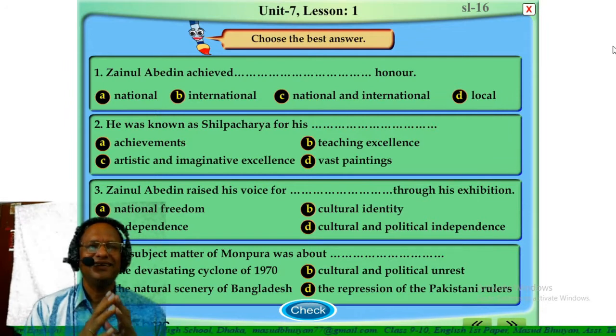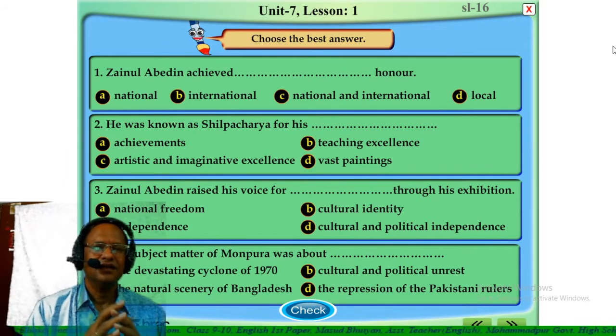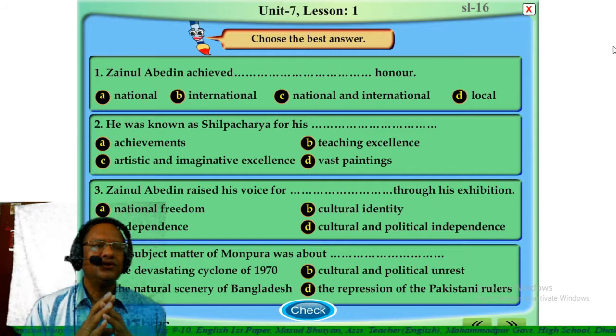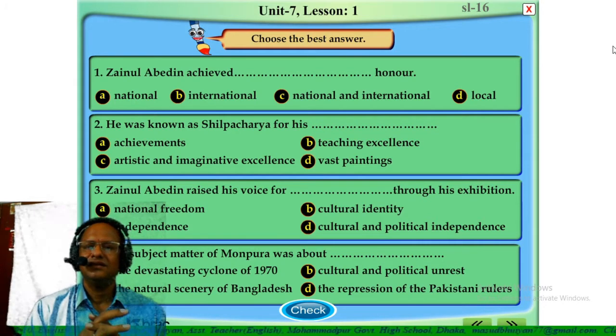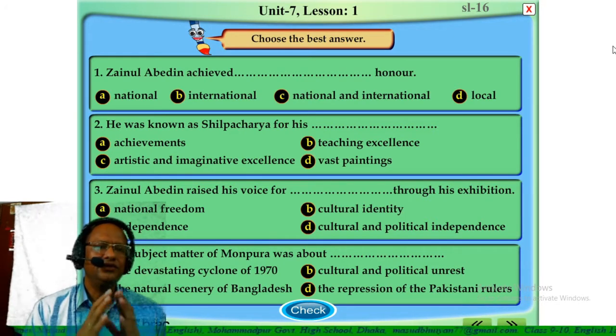Dear students, after watching this video and listening to some audios, now it's time to do an activity. It is a multiple choice question. Choose the best answer. Let's do this activity together. Here is your activity. I am going to give color mark in the right answer, but you will write the correct answer in your notebook.